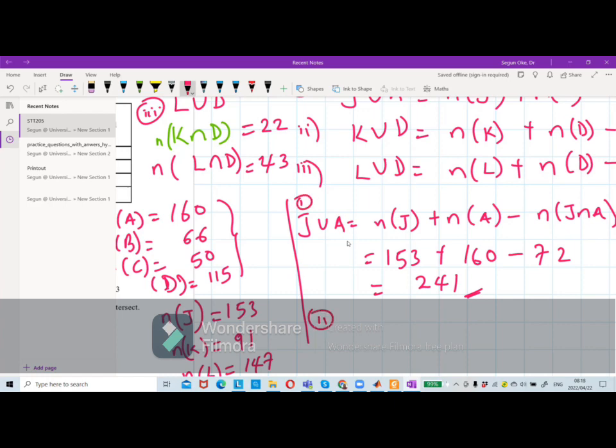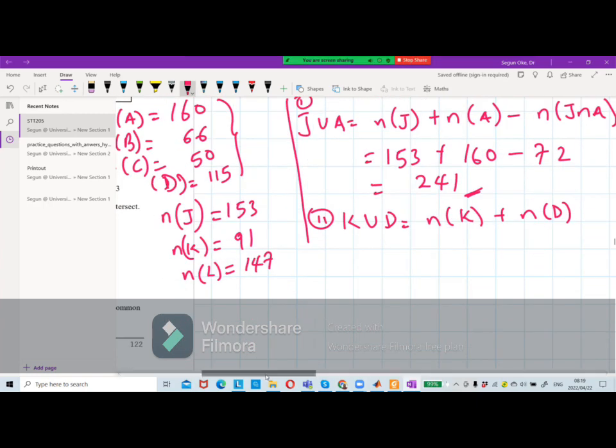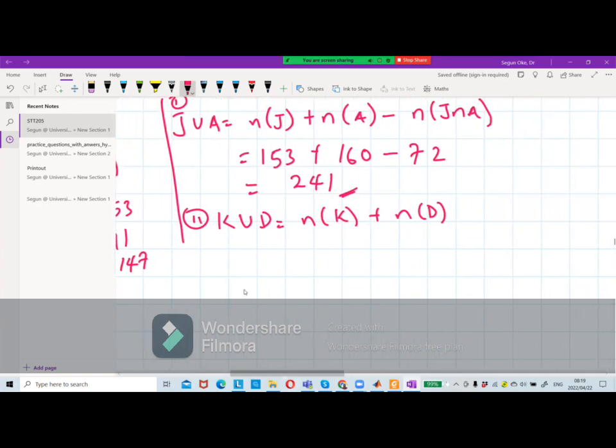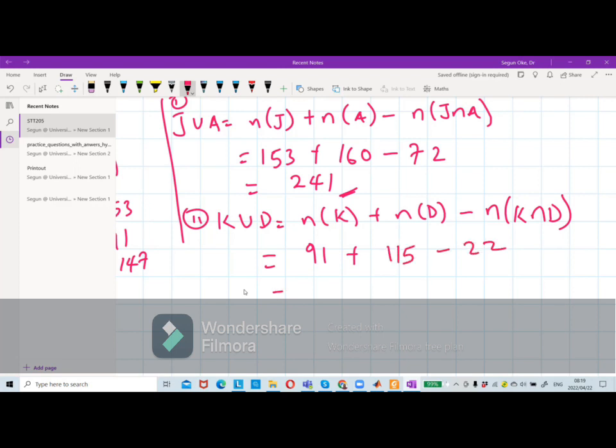Number figure 2. K union D is the same thing as number of K plus number of D minus number of K intersection D. So which is going to be 91 plus 115 minus 22. If you punch it very well, you have 184.